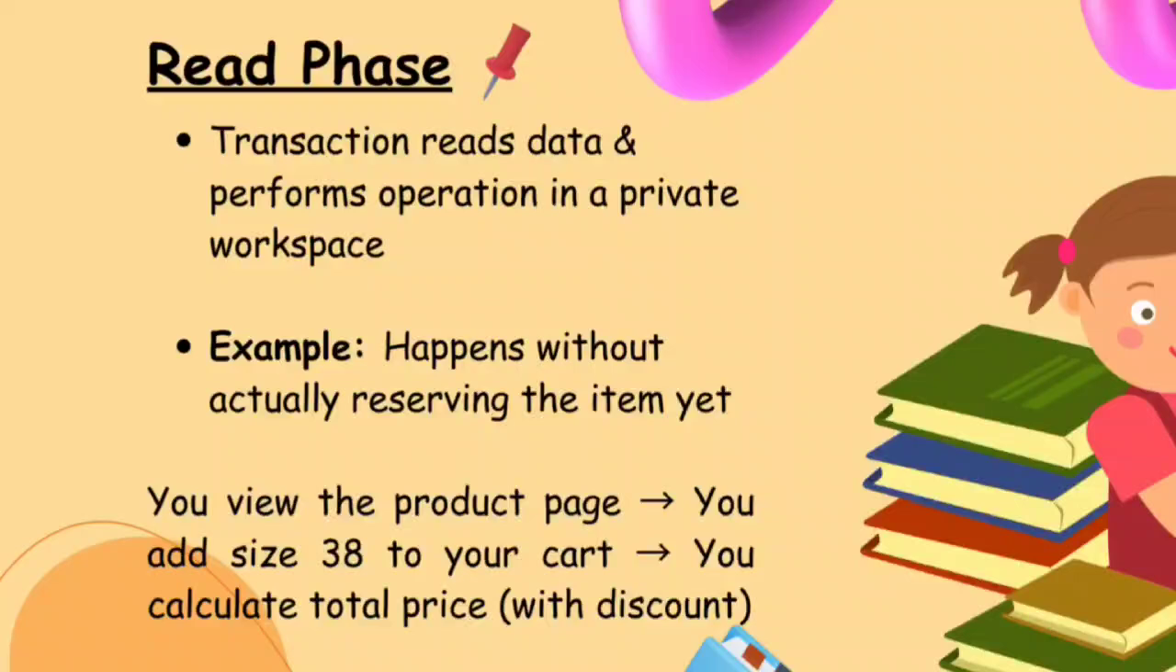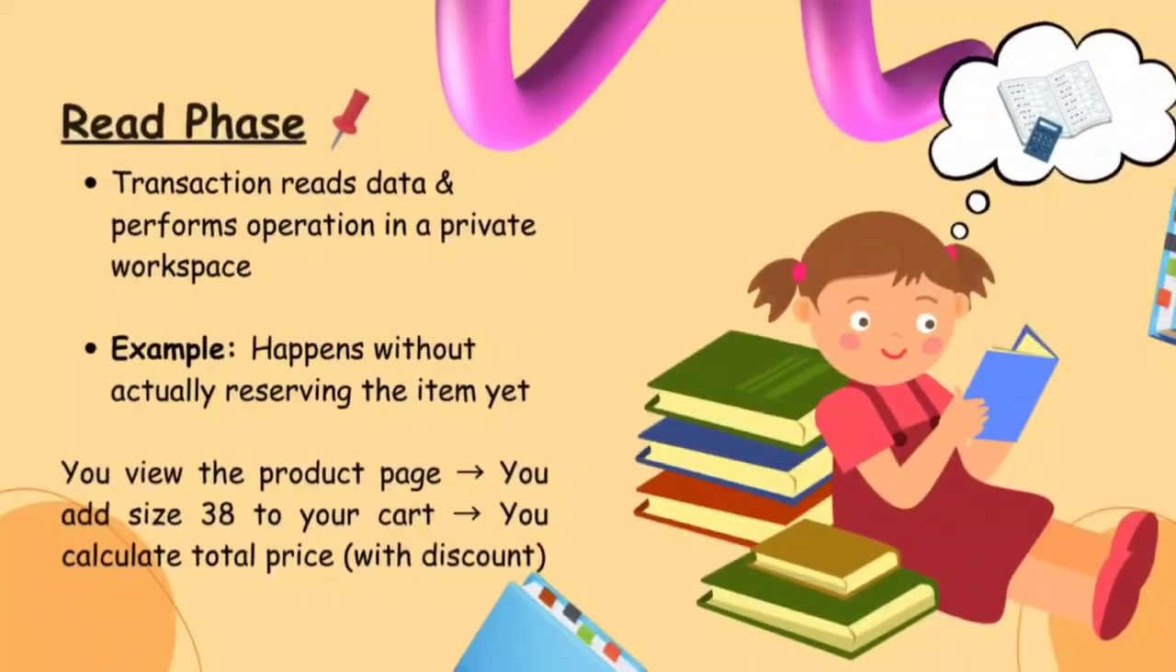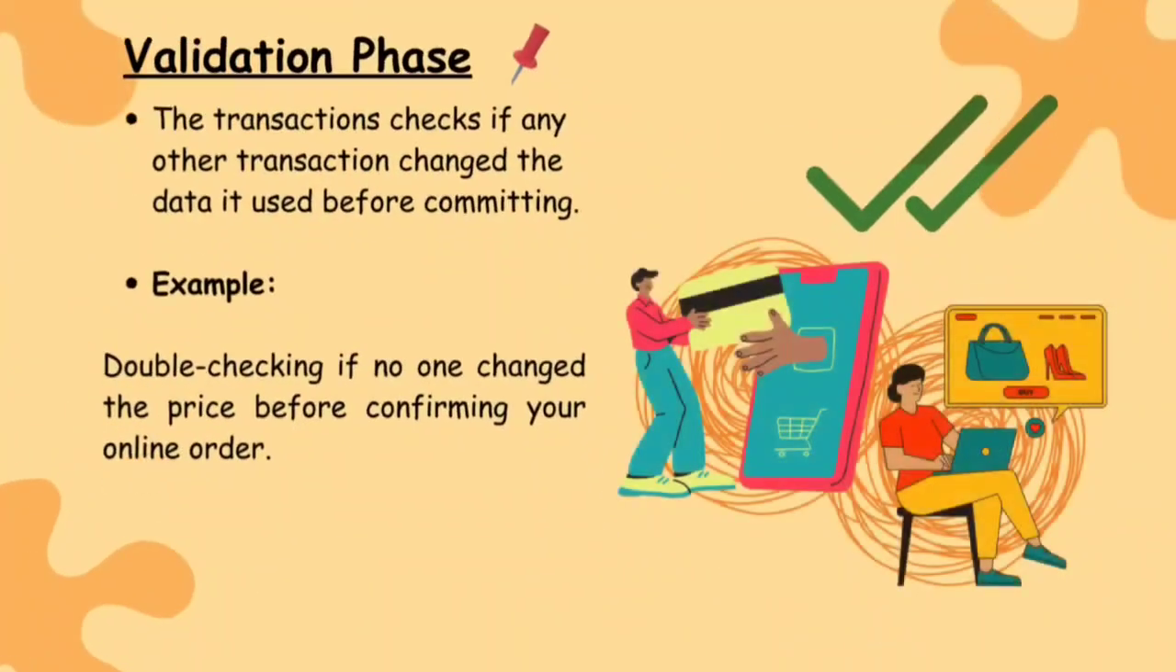For the read phase, the transaction reads data and performs the operation in a private workspace. For example, this happens without actually reserving the item yet. You view the product page, then you add size 38 to your cart, and then you calculate the total price with discount. Next, the validation phase.